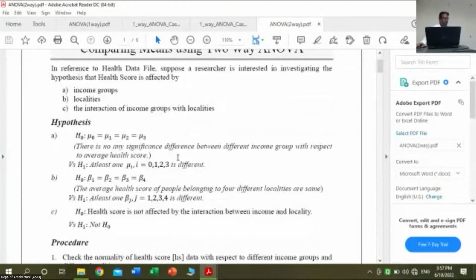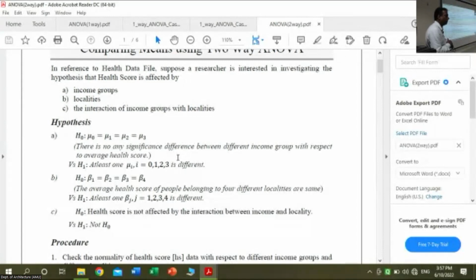So here 3 hypotheses will be stated. One, we want to check income group, locality, and the interaction or mix effect of locality with the monthly income. So the first hypothesis is like the earlier problem that we stated. There is no significant difference between the mean health score of people with respect to the monthly income. Second one is beta 1, beta 2, beta 3. That means the mean health score of people belonging to different localities are the same, versus they are not the same. At least any 2 localities are not the same with respect to the health score. And third one, health score is not affected by the interaction between income and locality.